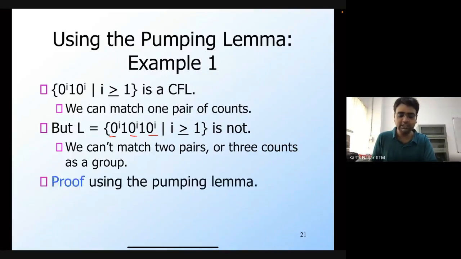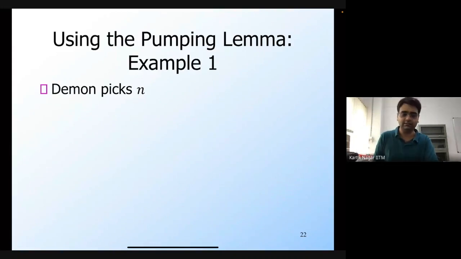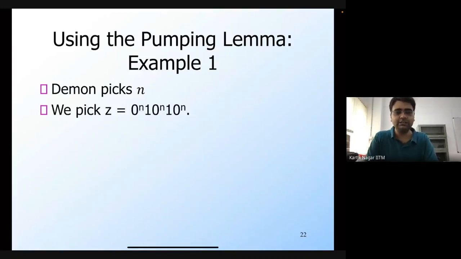And we will show this using the pumping lemma. So in the first step, the daemon picks some n. Now I have to pick a string z whose length is greater than or equal to n. This is the string that I pick: 0 to the power n, 1, 0 to the power n, 1, 0 to the power n. This string is in L and its length is clearly greater than n, so it's fine.